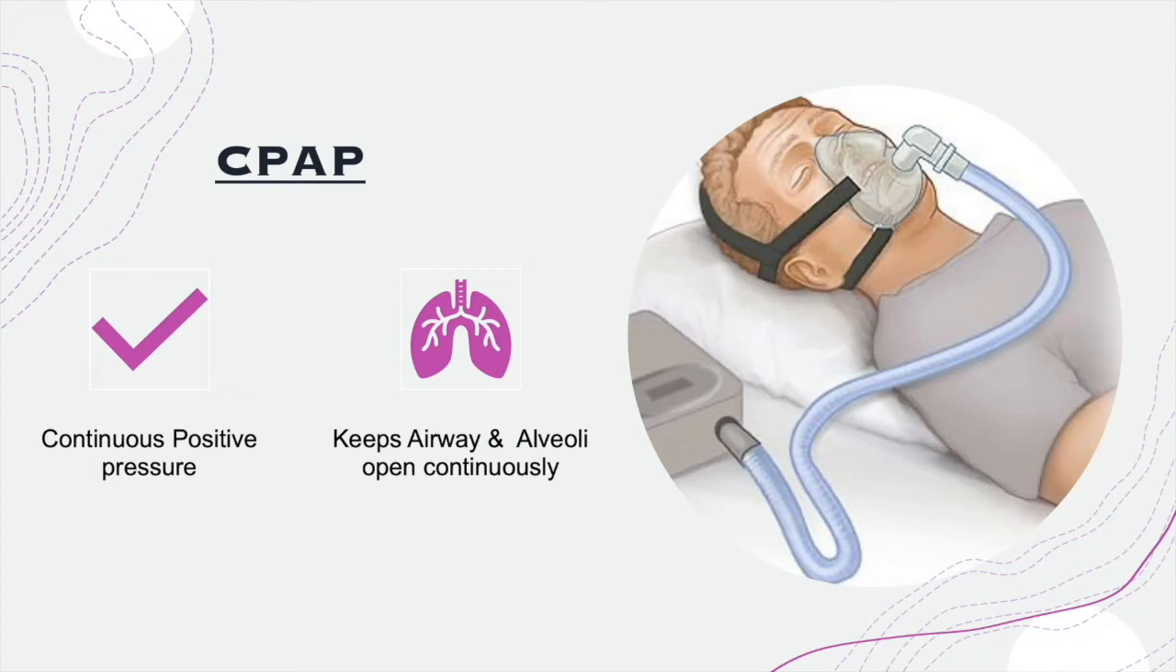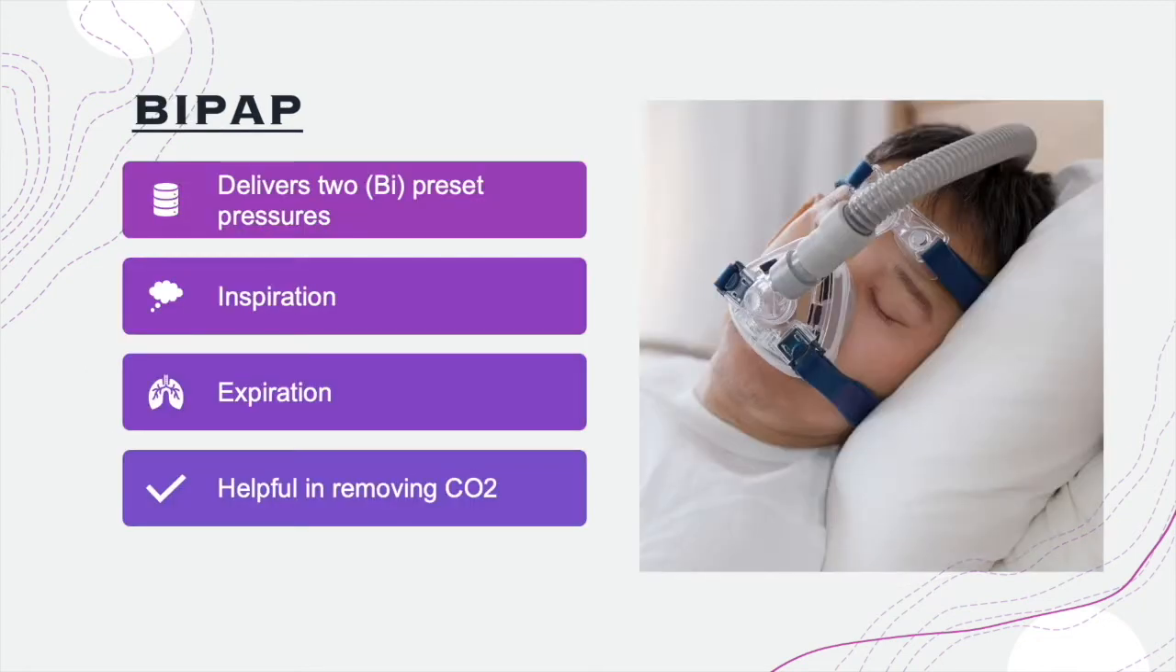And BiPAP stands for bi-level positive airway pressure. And with BiPAP, instead of one continuous pressure, it delivers two continuous preset pressures, one for inspiration and one for expiration. So this mode is very helpful when removing carbon dioxide because remember, we can deliver on expiration, it goes both ways. Hence the prefix bi, meaning two.